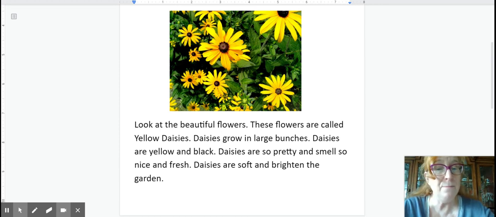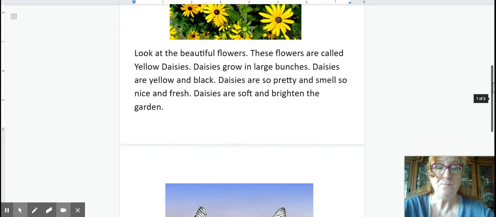Daisies are yellow and black. So now I described what they look like. Daisies are so pretty and smell so nice and fresh. So I shared how they smell, or something that makes me think of a daisy is how nice they smell. Daisies are soft and brighten the garden. Okay, so that's how I ended that little story about my daisies, was with what I feel they do for my garden.